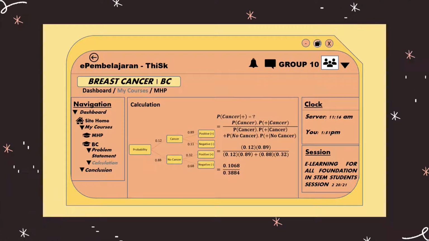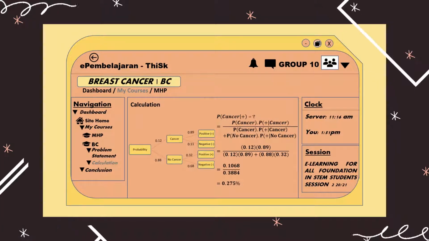divided by 0.3884 equals 0.275, or 27.5%, after rounding to three significant figures. And this is the probability that she actually has breast cancer. This is how we solve real-life problems and get better and more accurate data using Bayes' theorem.